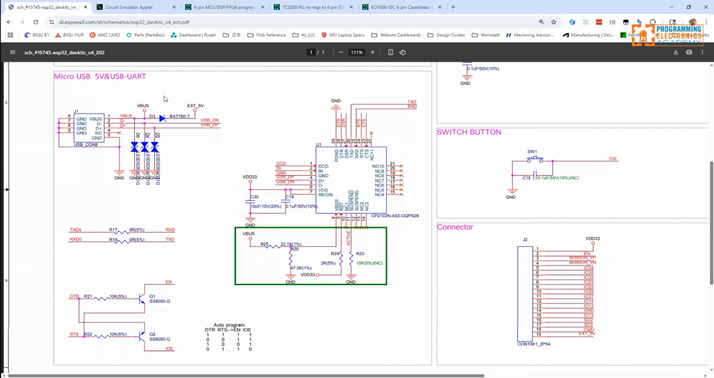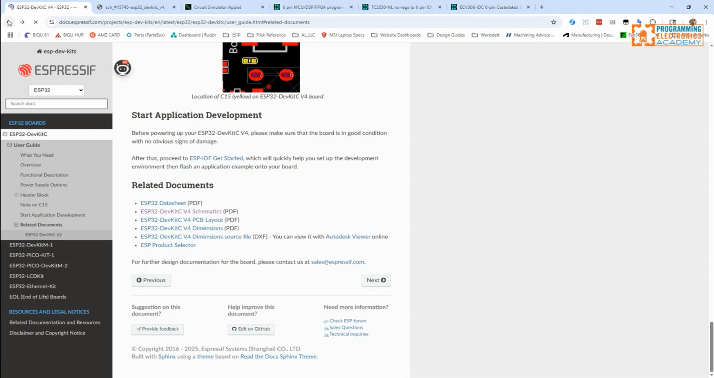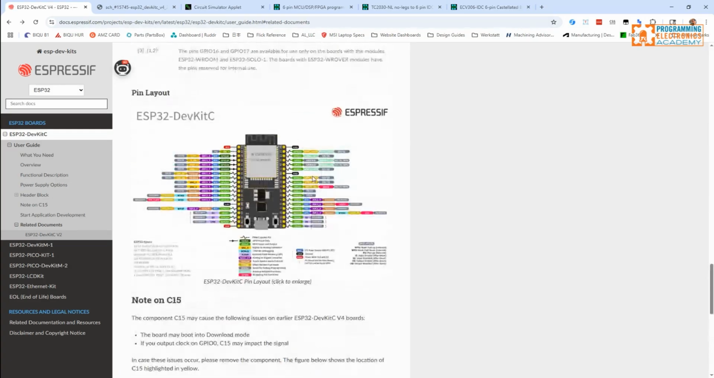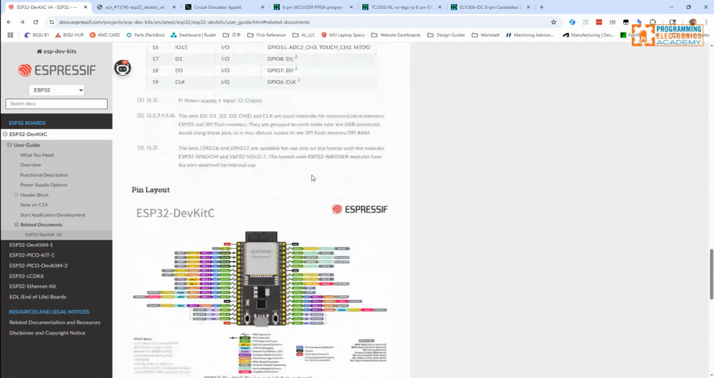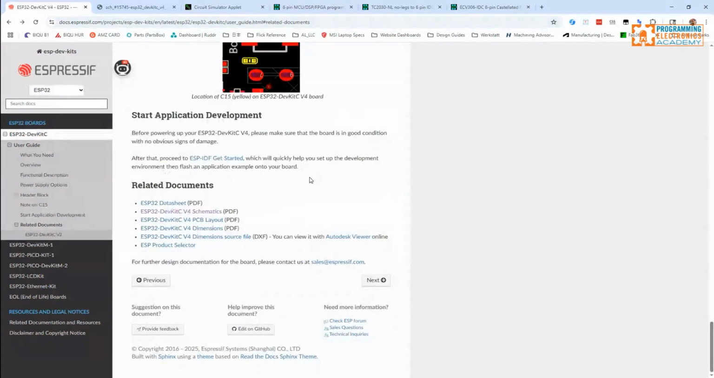So this is straight off of the Espressif website, based around their dev kit. They have all of these related documents that are available for their dev kits. It is in the manufacturer's best interest to make sure that you know how to use and how to copy their designs so that you are more encouraged to go to manufacturing with their product.